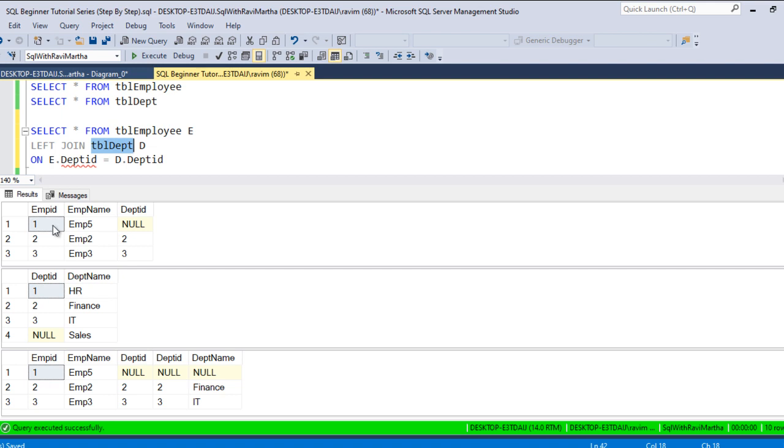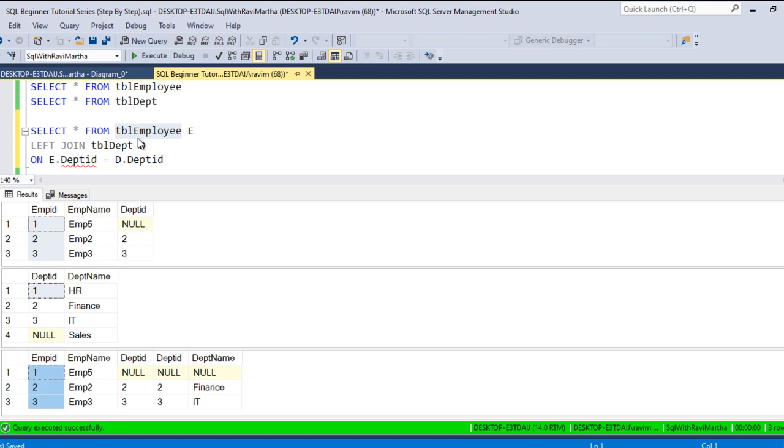Now in the left table we have three records. So in the final output also we should have three records, because left join gives all the rows from the left table, the matching rows plus the remaining rows from the left table. So essentially, when you write the left join, the count of the output should be equal to the left table count. Here we have three rows, and those three rows should come here.